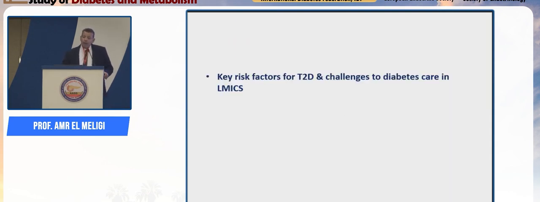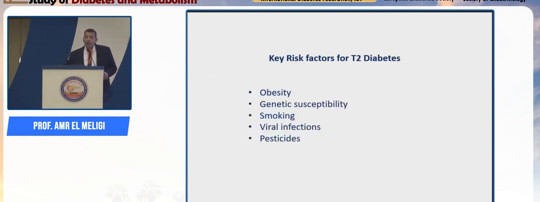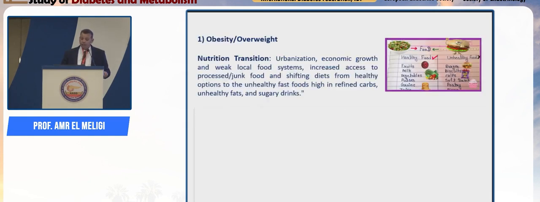What are the key risk factors for type 2 diabetes and the challenges to diabetes care in low and middle income countries? Key risk factors for type 2 diabetes are obesity, genetic susceptibility, smoking, viral infections, and pesticides. Number 1, obesity and overweight.